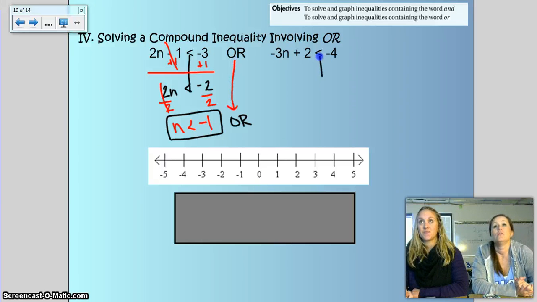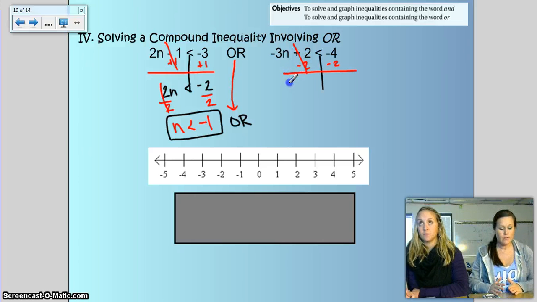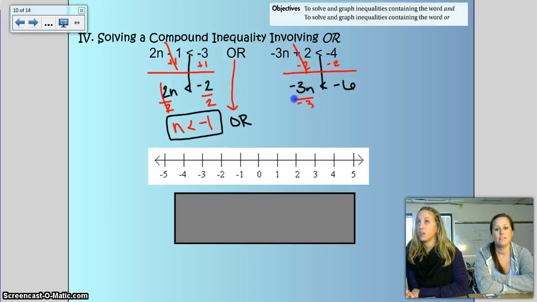Or, on the other side, -2 on both sides. So I'm left with -3n is less than -6.